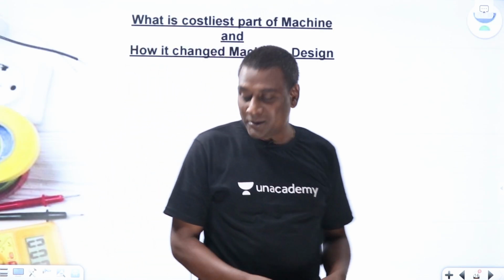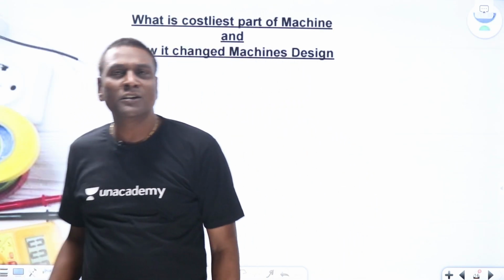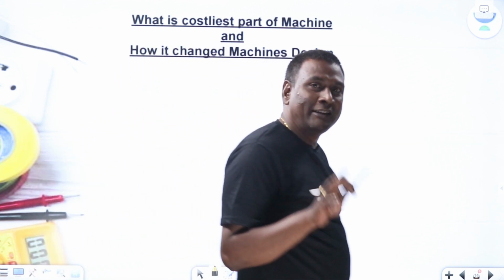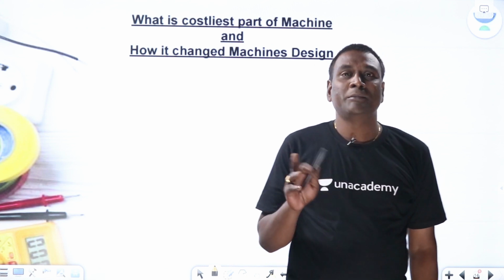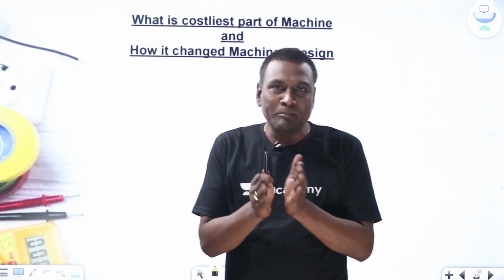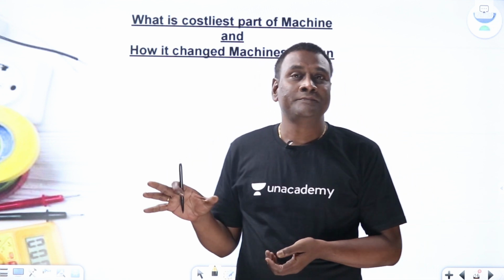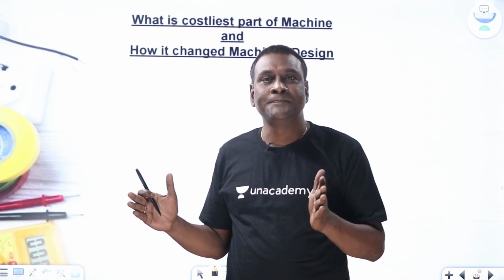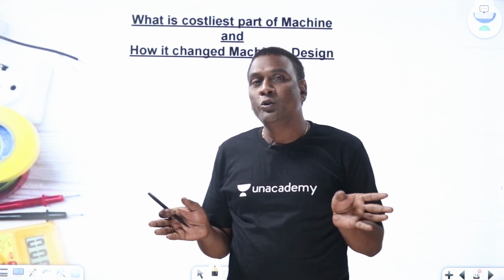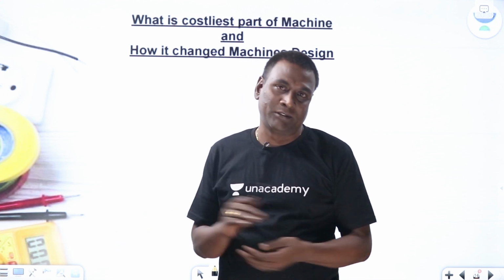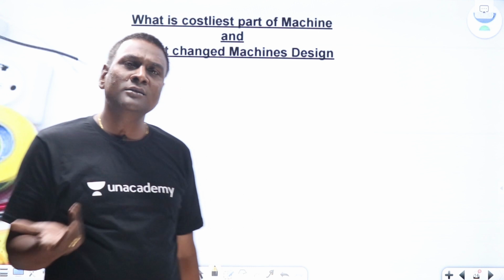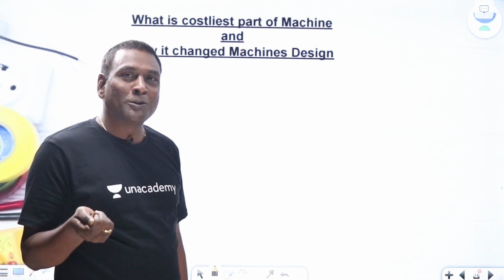Now, what is the costliest part of a machine and how does it change the design of whole machines? To understand this, we have to understand the difference between machines and measuring instruments. Of course, I don't want to discuss much about it, but I'll give you a simple idea. Machines are very big, measuring instruments are small. Of course, both are going to be operating on the same principles, but the target is going to be different.